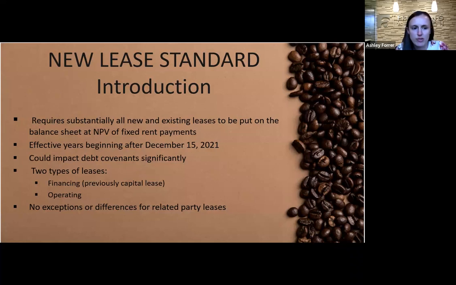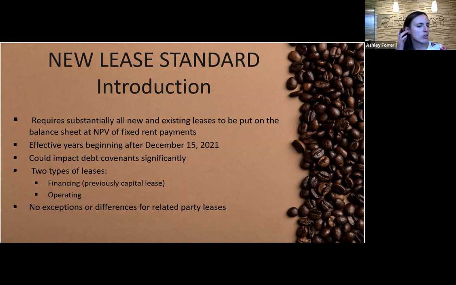And this standard is effective for years beginning after December 15th of 2021. So if you're on a calendar year, that's just going to be 1/1/2022, so this reporting year that we're in right now. And why is this important? Well, it could impact our debt covenants significantly, and I'll touch base on that a little bit later with some examples of debt covenants that could be impacted, and why this might be important for you to consider and have conversations with your banker regarding it.